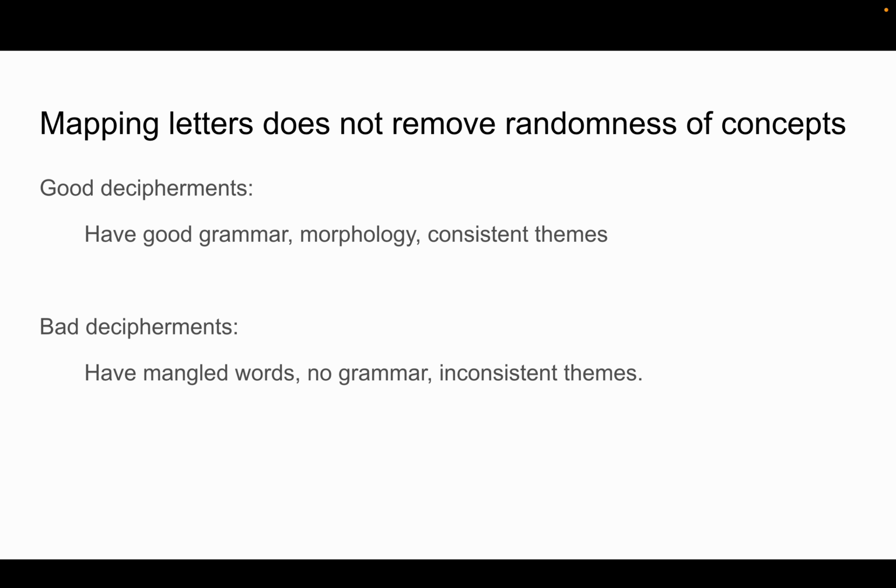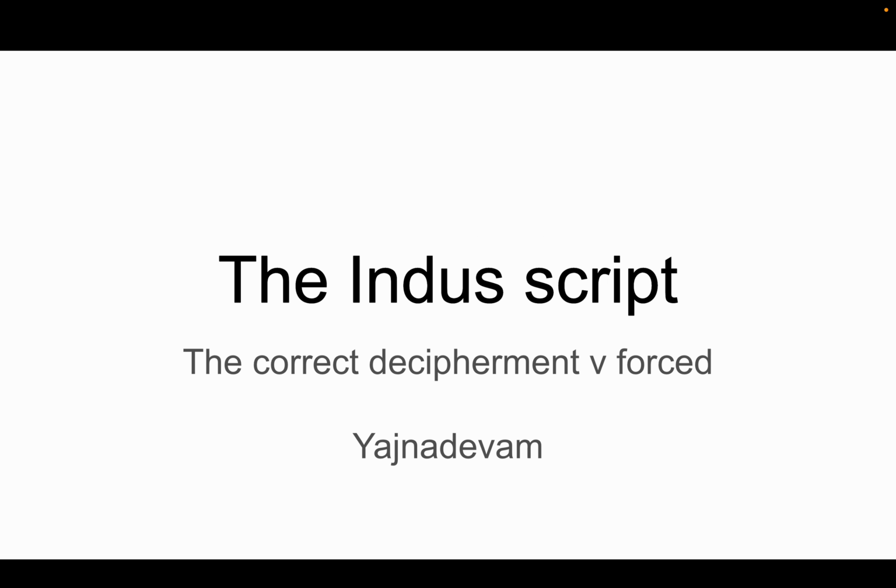So, this is how you can know whether a decipherment is right or wrong without having to worry about information theory or anything else. Good decipherments have good grammar, proper morphology, and most importantly, they have consistent themes. Bad decipherments are mangled words, no grammar, and most importantly, they have inconsistent themes. They do not have words that go together. That is the sign of forcing. So, this is how you can look at any decipherment and very quickly get a sense of whether this is forced or not. With that, we come to a close. Thank you.